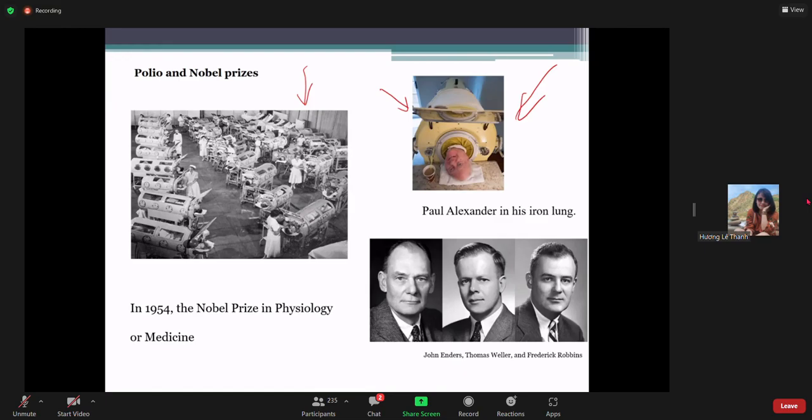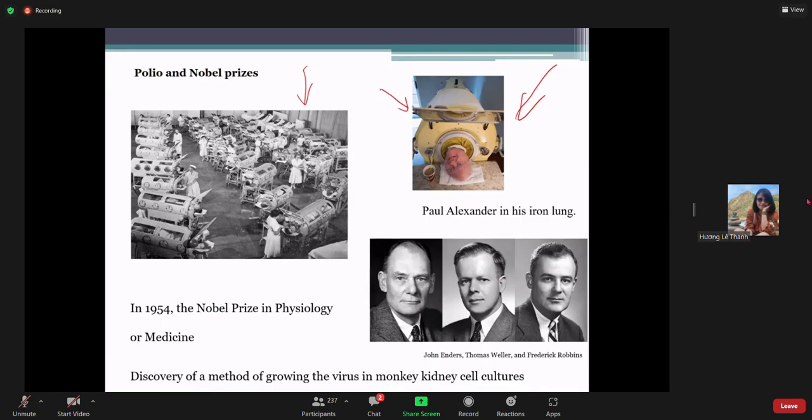And in 1954, there was a Nobel Prize awarded to three scientists, John Enders, Thomas Weller, and Frederick Robbins. They won the Nobel Prize in 1954 because they discovered a method to grow the virus in monkey kidney cell cultures.